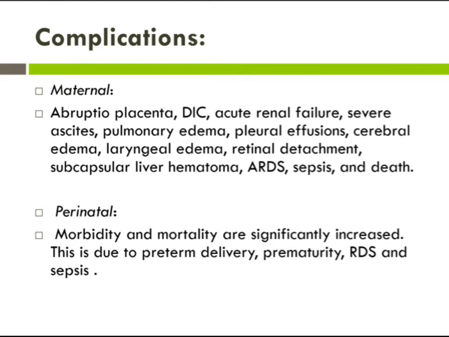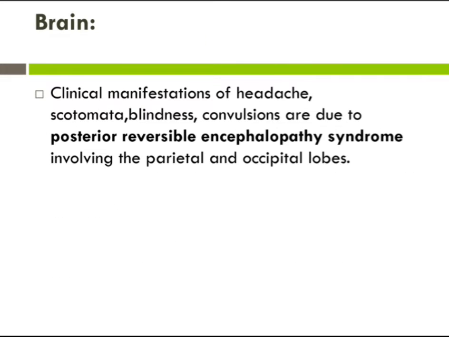What are the complications of preeclampsia? Maternal complications are abruptio placenta, disseminated intravascular coagulation, acute renal failure, severe ascites, pulmonary edema, pleural effusion, cerebral edema, laryngeal edema, retinal detachment, subcapsular liver hematoma, adult respiratory distress syndrome, sepsis, and death. Perinatal morbidity and mortality are significantly increased. This is due to preterm delivery, prematurity, respiratory distress syndrome, and sepsis.